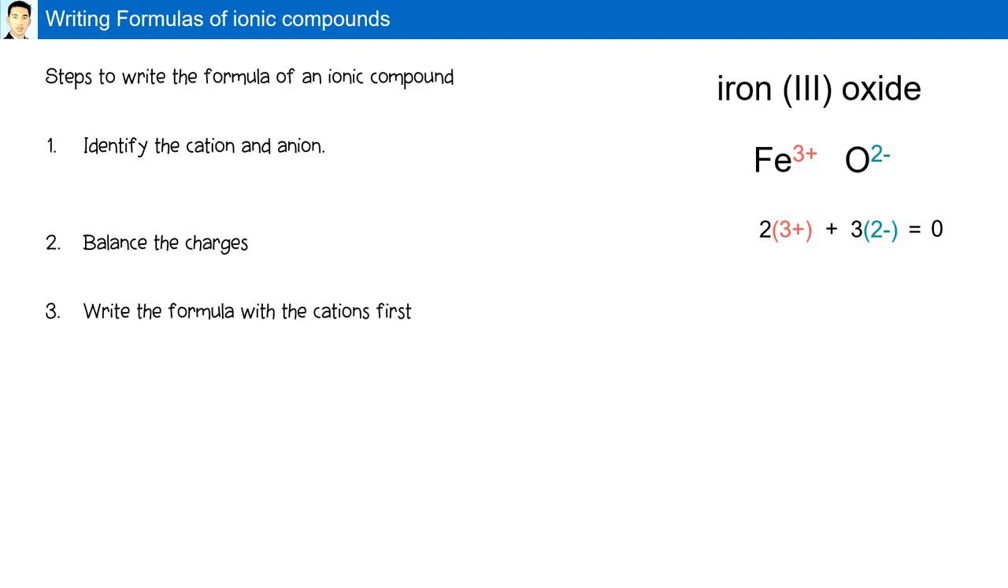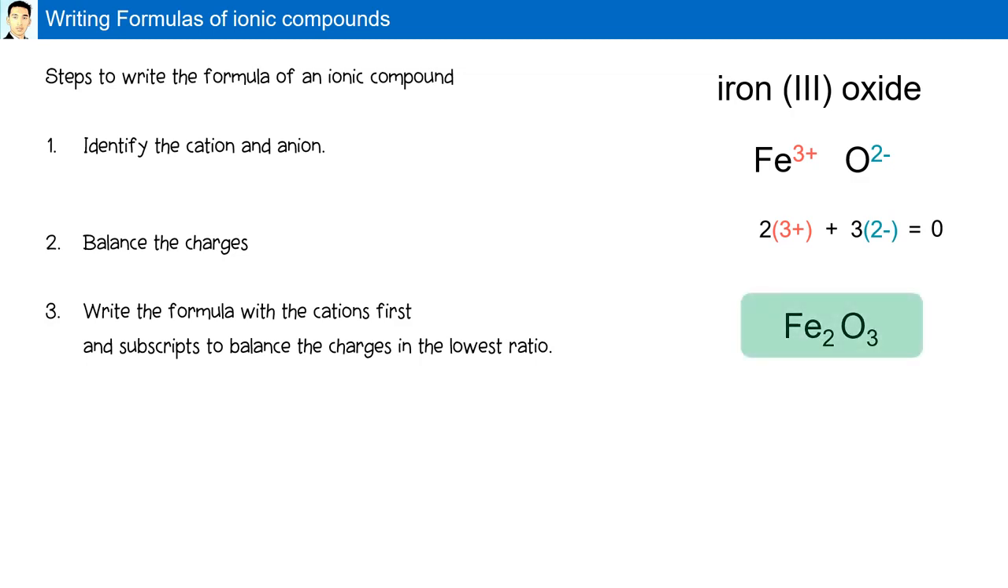Next, we write the formula with the cation first and the subscripts to balance the charges in their lowest ratio. Here we have 2 iron and 3 oxygen, Fe2O3.